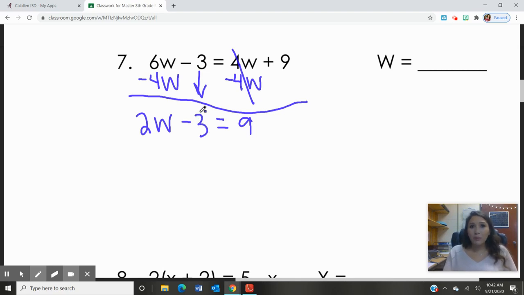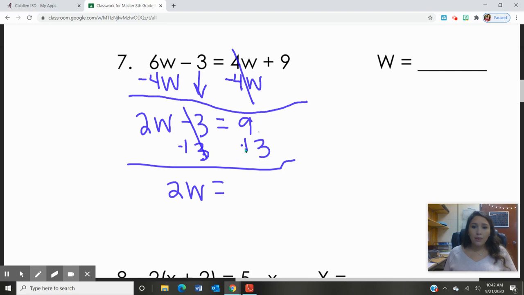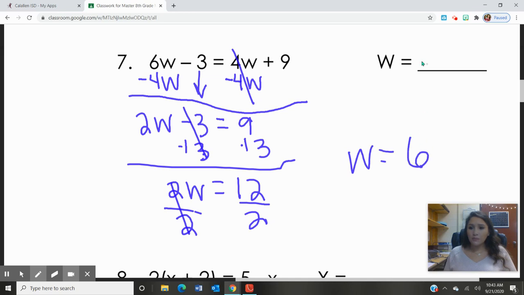Okay, now my next step is to see what number is being added or subtracted to my variable. That number is 3, and it's being subtracted, so I have to do the opposite, and I'm going to add 3 to both sides. When I do that, this cancels out. I'm left with 2w equals 9 plus 3, which is 12. Okay, my next step is to either multiply or divide my variable. Right now, my variable is being multiplied by 2, so I have to do the opposite, and I'm going to divide by 2. When I divide by 2, my 2's cancel out. I'm left with w equals 6.